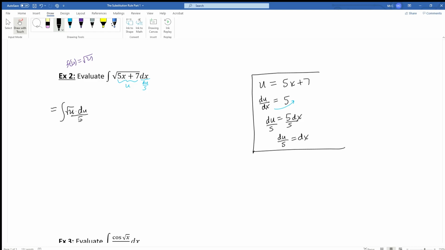Okay, so let's rewrite our integral as the square root of u times du over 5. Now, of course, 1 over 5 is a constant, so I can pull that in front of my integral. And when we integrate square roots, we tend to rewrite them as a power function. So this is 1/5 times the integral of u to the 1/2 du. And as with our normal power rule for antiderivatives, we're going to add 1 to the power. 1 plus 1/2 is 3/2, and divide by the new power. And don't forget the plus c.